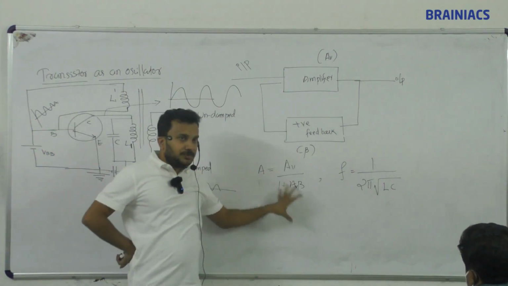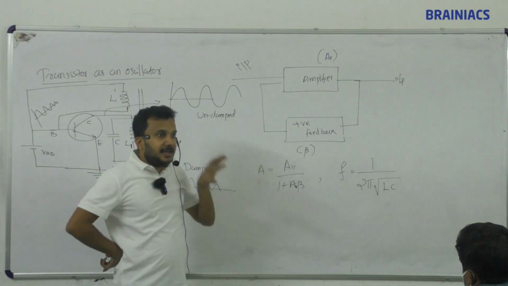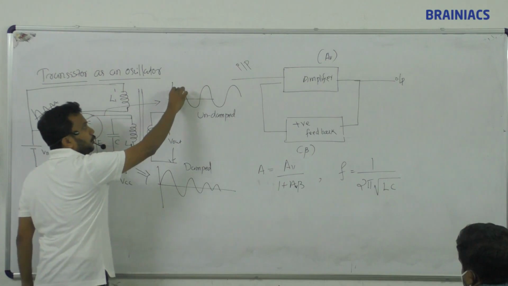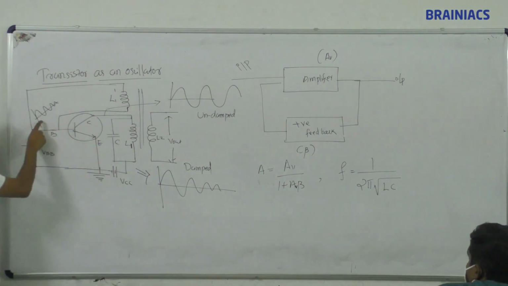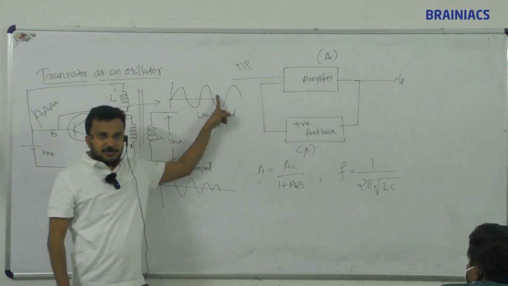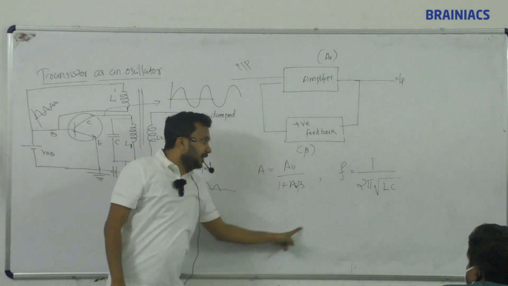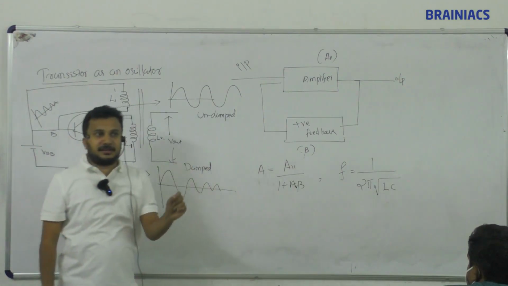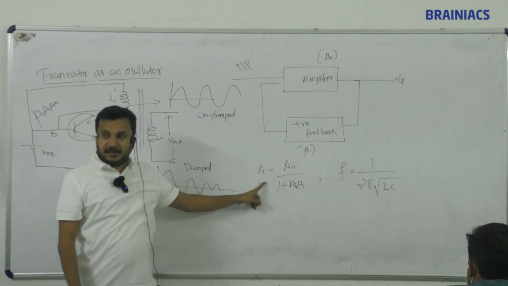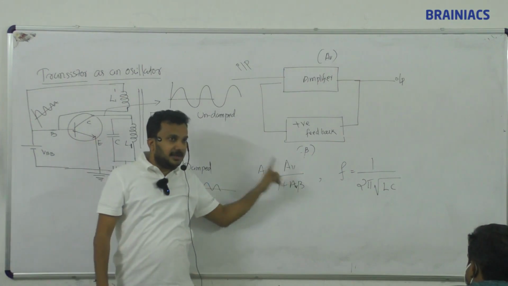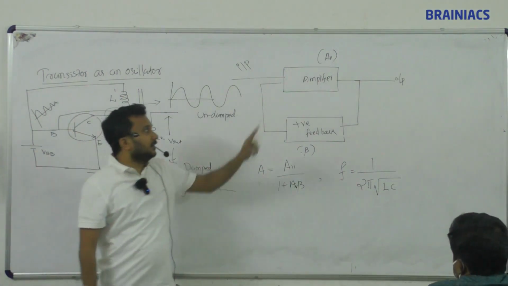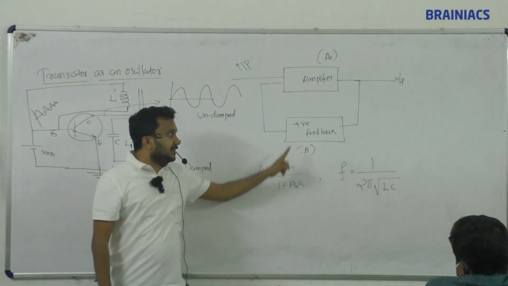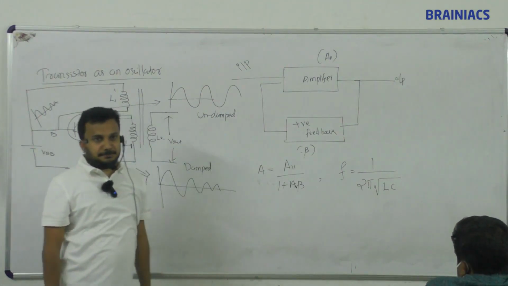So if you work out these equations, you will get A, the gain of this signal. Gain means output by input. Now you are giving this input and you are getting the final output. So this is the amplified signal in the equation, or this is the equation of an oscillator. The gain of the oscillator A is equal to AV divided by 1 plus AV beta, where AV is the gain of what? The amplifier, the voltage gain of the amplifier. Beta is the gain of the feedback network.